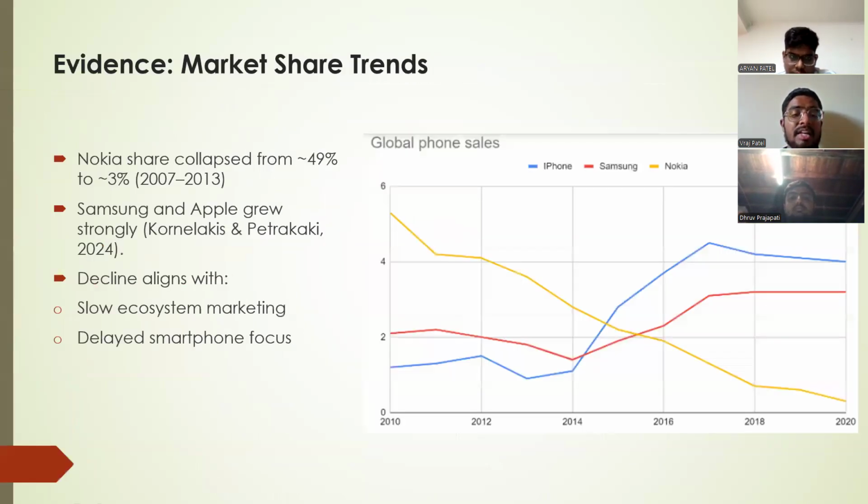Now moving on to the third slide: evidence, market share trends. Using secondary market data, we observe a dramatic drop in Nokia's smartphone share from roughly 49% to 4% between 2003 and 2013, while Apple and Samsung rose sharply. This pattern aligns with Nokia's slow adoption of modern smartphone features and weak promotion of its ecosystem compared with competitors.